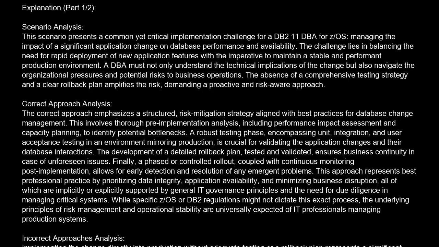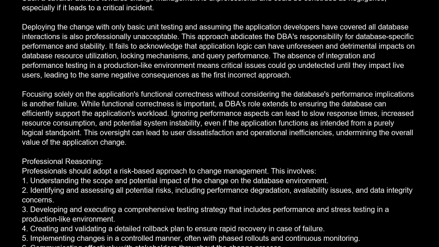Incorrect approaches analysis. Implementing the change directly into production without adequate testing or a rollback plan represents a significant regulatory and ethical failure. This approach disregards the fundamental responsibility of a DBA to protect the integrity and availability of the data and the systems that manage it. It exposes the organization to substantial business risk, including data corruption, extended downtime, and financial losses, which could lead to breaches of service-level agreements and reputational damage. Such a cavalier attitude towards change management is unprofessional and could be construed as negligence, especially if it leads to a critical incident.